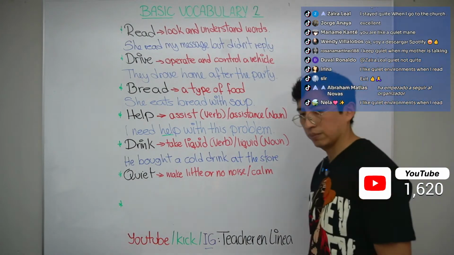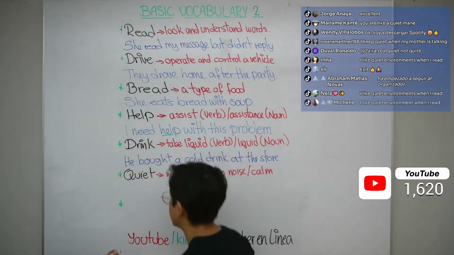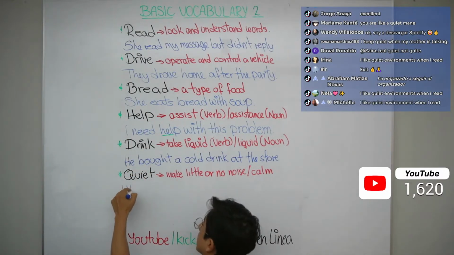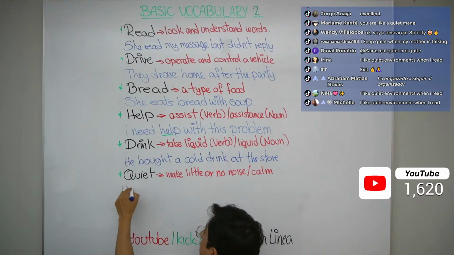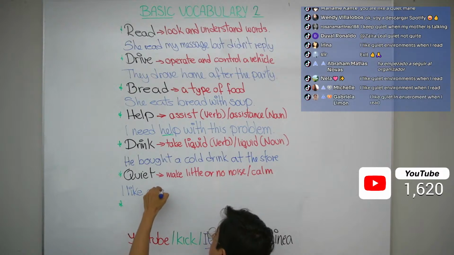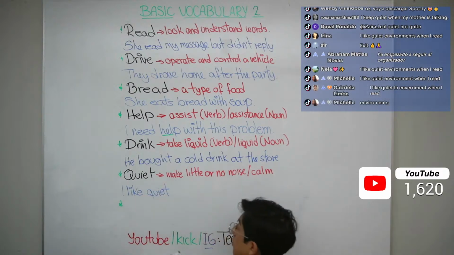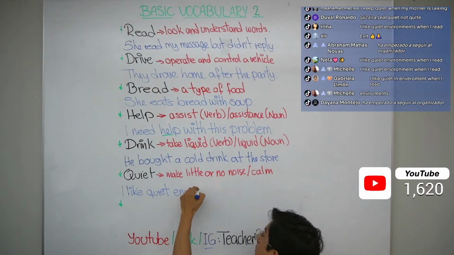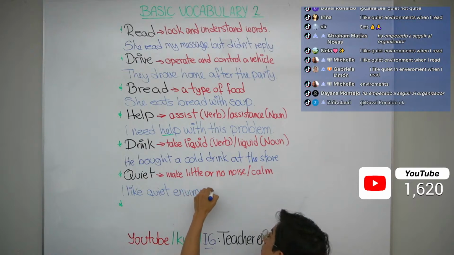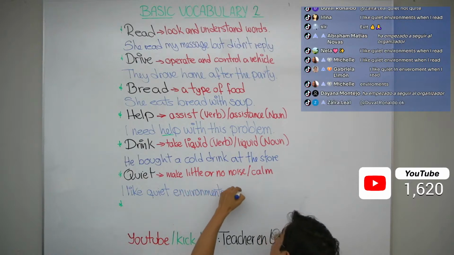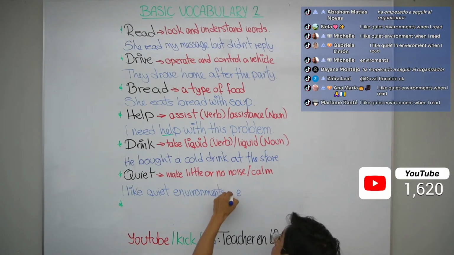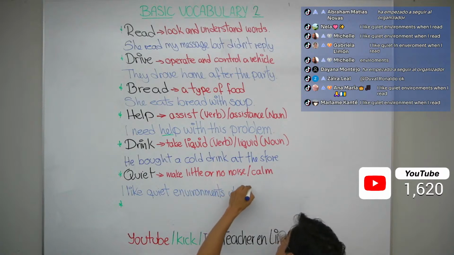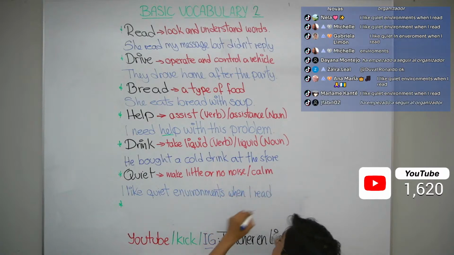Okay, let's write this sentence. I like quiet. I hope you are practicing the pronunciation too, okay? I like quiet environments when I read. Oh my God, this is horrible. When I read. Very good.